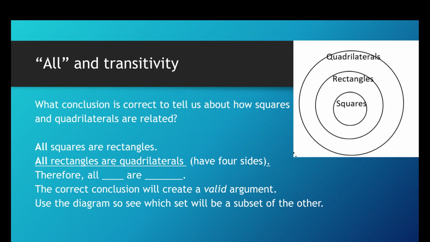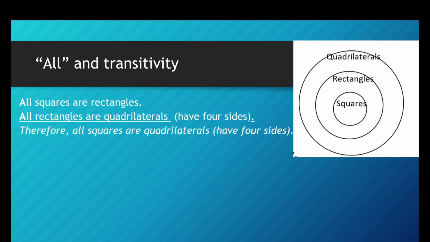Okay, last thing. All and transitivity. So see if you can come up with the correct conclusion here that's going to create a valid argument. All squares are rectangles. That's squares inside of rectangles. All rectangles are quadrilaterals. That's rectangles inside of quadrilaterals. Therefore, all what are what? What's the logical correct conclusion here? Pause the video or think about it while I'm talking for a second here and see if you can figure it out. The correct conclusion is going to create a valid argument. Correct conclusion is therefore all squares are quadrilaterals, because all squares are inside of the quadrilateral circle.